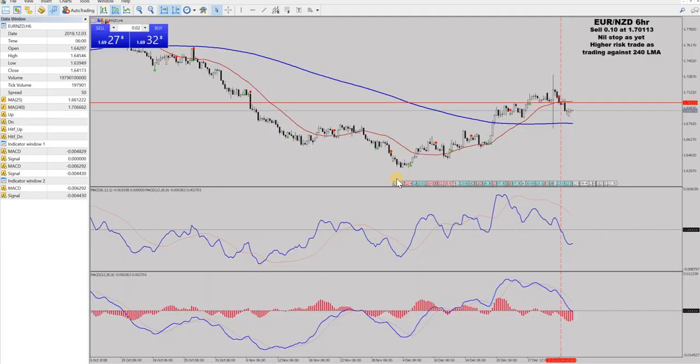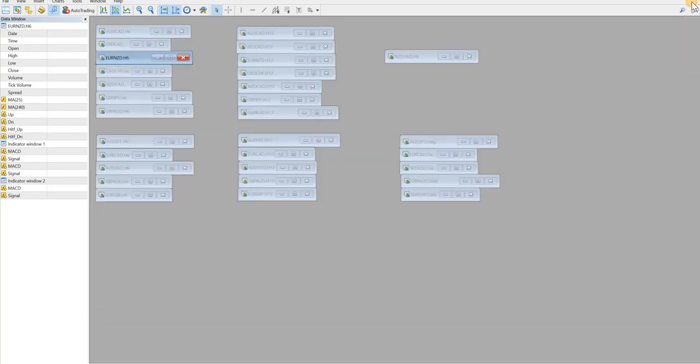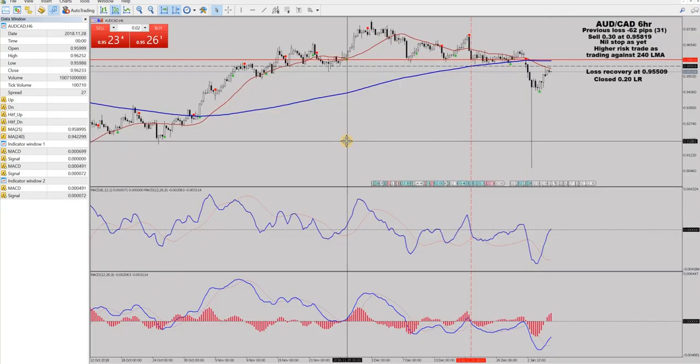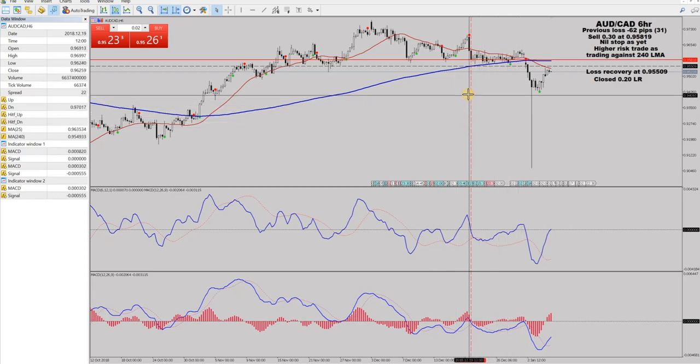Euro NZ in a sell. Not exactly setting the world on fire, but still profit at the moment. And Aussie CAD in a sell back here.